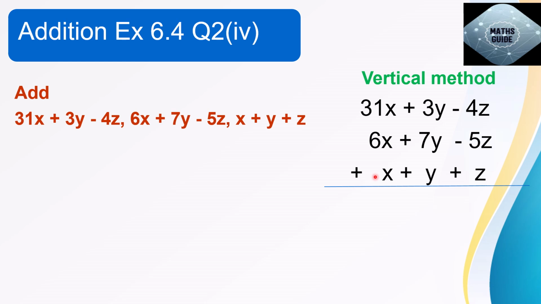As I told you in my previous video, when there is nothing with a variable, it means it has a coefficient 1. So we will add 31, 6 and 1 and we get 38x. Then we have again positive sign with all three terms, so we will add them and we get 11y.